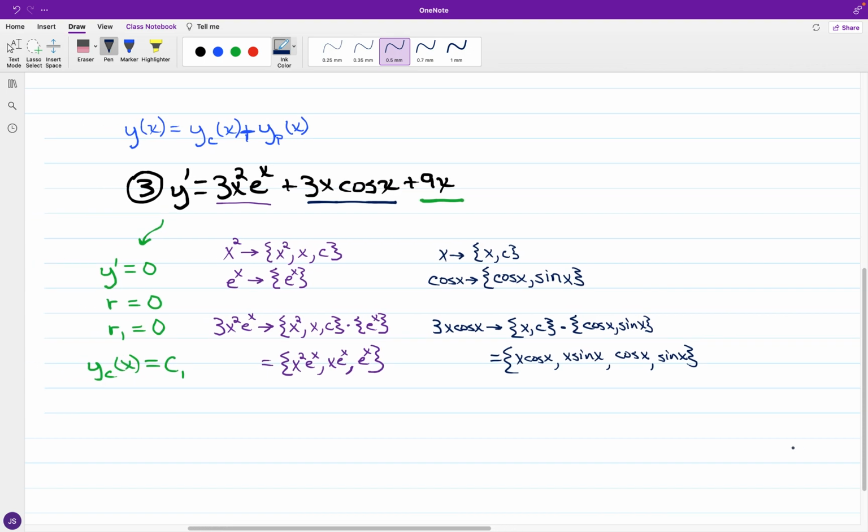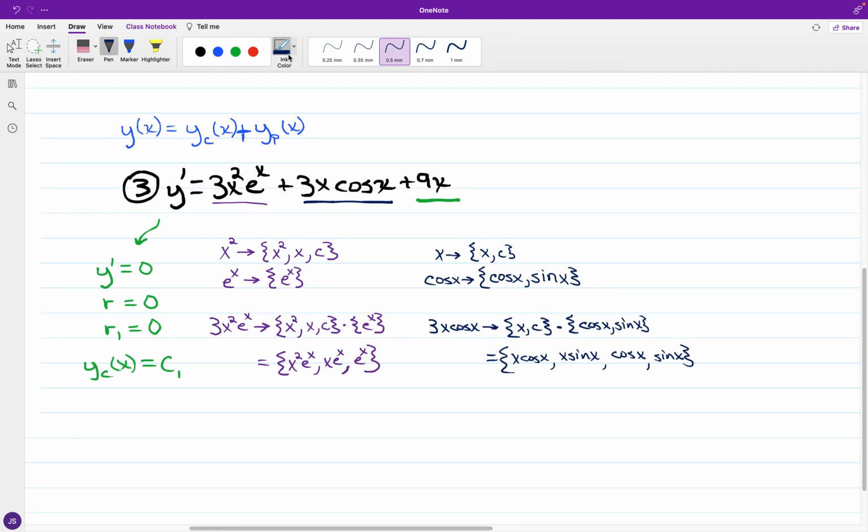And in the case of 9x, this time we have a standalone x term. From x, I have x, and the derivative of x goes to a constant. And if you notice, we have a duplication.